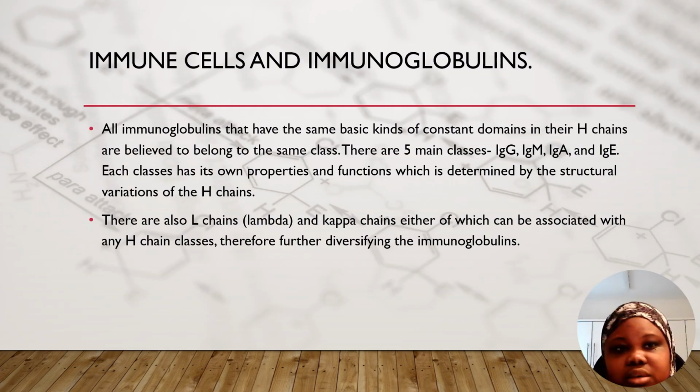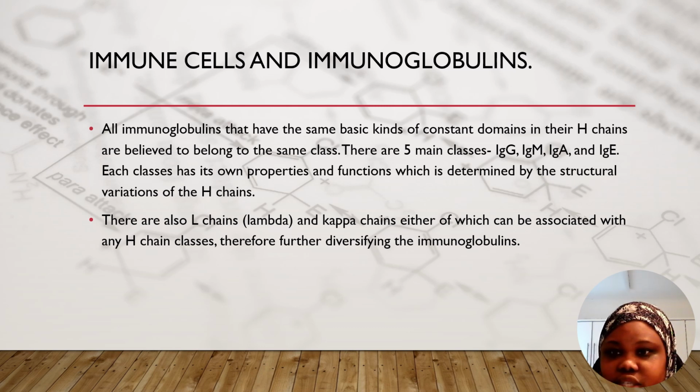So, immune cells all have immunoglobulins that have the same basic kinds of constant domains in the H chains, which are believed to belong to the same class. There are five main classes, which are IgG, IgM, IgA, and IgE. Each class has its own properties and functions, which is determined by the structural variation of the H chains. The IgG is the most common immunoglobulin, which is, I guess, present mostly in the blood and tissue fluids.